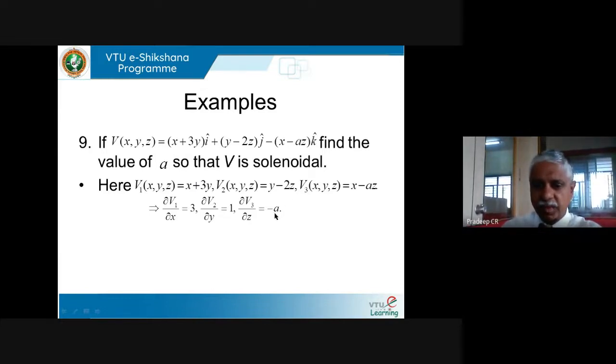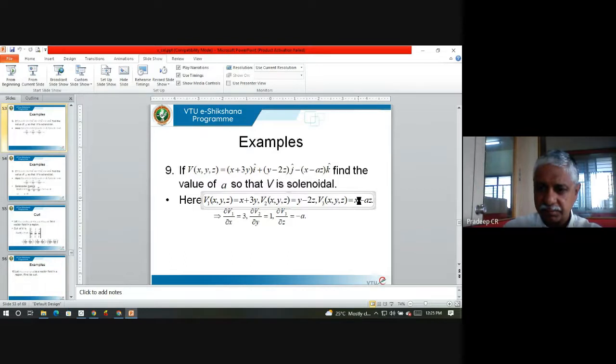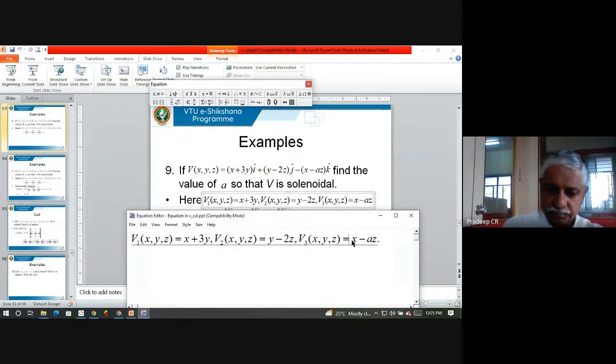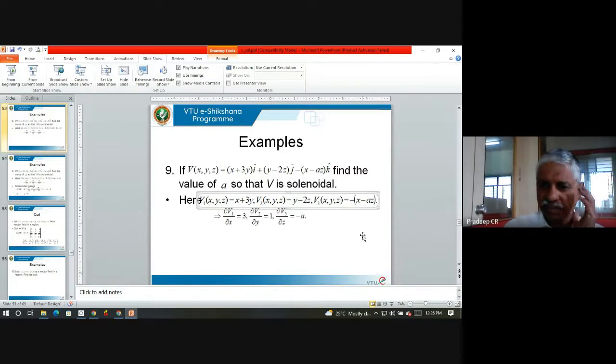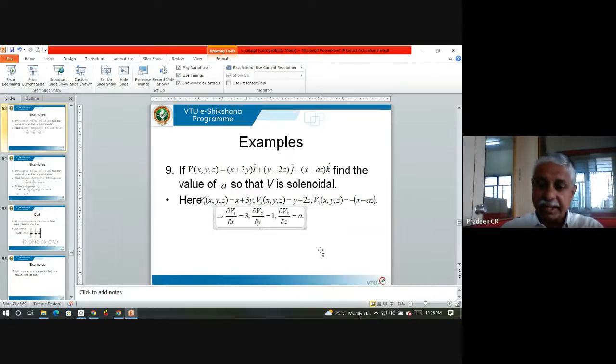I made a mistake here, it looks like. Because there is a minus here, I seem to have not bothered about it. V3 is minus of X minus AZ. Let's correct this, otherwise this will show up all the time. I seem to have missed that minus. V3 is this. Then when you differentiate this, V3 becomes plus A, no? So that's the problem. I think I made a mistake here, but anyway, I'm correcting it here.